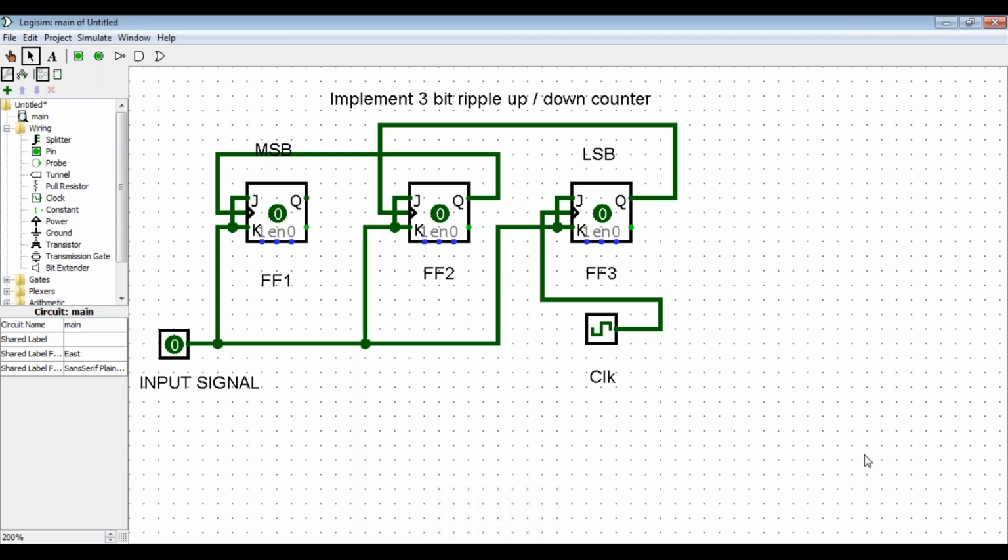Now we are going to execute, or simulate. This will work like a down counter. So what is a down counter? Take a clock, consider the clock and the count value.